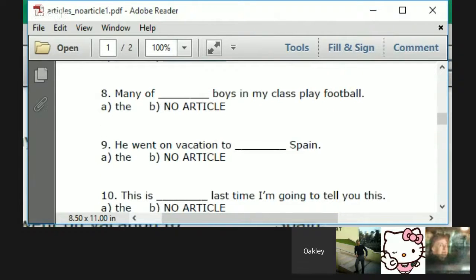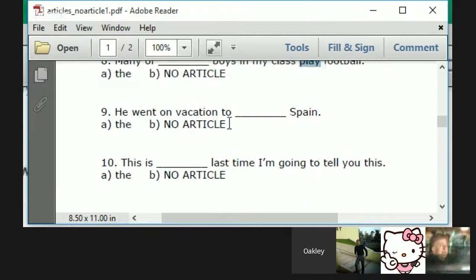That's right. Okay, Mustafa, number 8. Many of the boys in my class play football. Many of the boys. Yeah, it's been specified. We know who they are. They're the boys in your class, right? As a group. Okay, Ken, number 9. He went on vacation to Spain. No article. Country name.